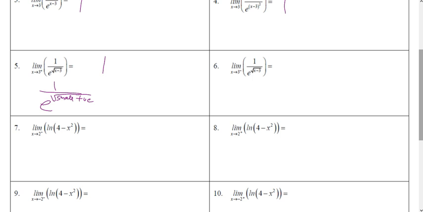So now we're approaching 3 from the left. So e to the square root of what? A small negative. What's the square root of a small negative? You can't do that. Okay? So you cannot take the square root of a negative number.